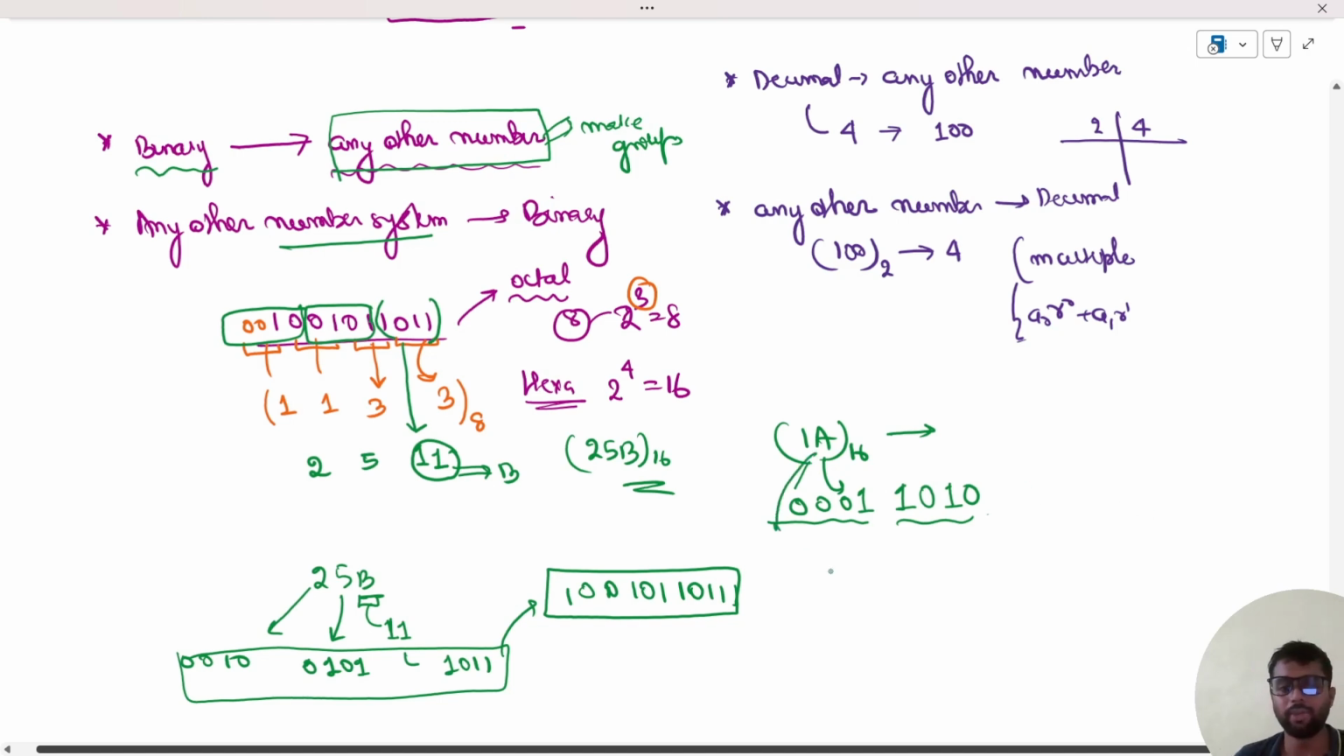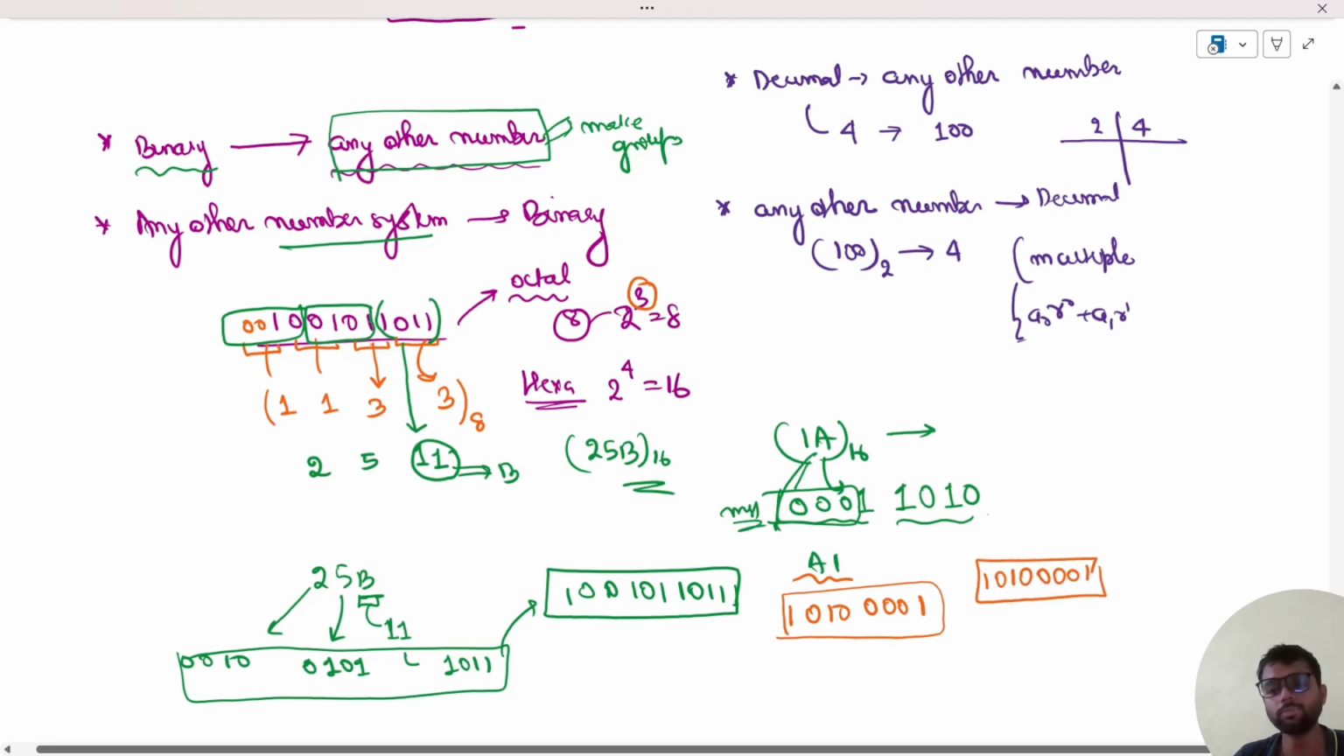Or instead of that, if we had A and 1, these 3 bits would be ignored because this is MSB. So instead of that, if you have A1, the 1 here would be represented in 4 bits, and A would be represented as 1 0 1 0. So the overall binary conversion would be 1 0 1 0 0 0 0 1. And that is the important point or important difference that you should know.